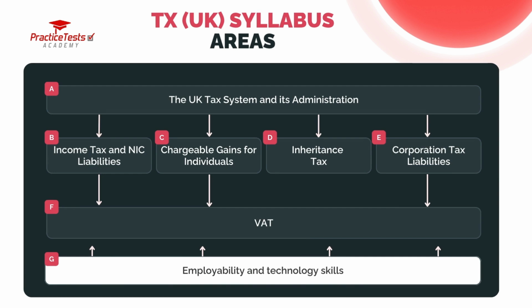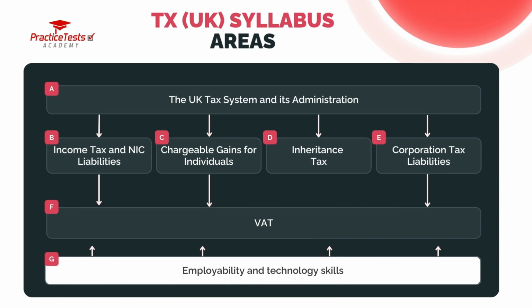Part C covers chargeable gains, in other words, capital gains tax. You look at how to calculate gains and losses on the sale of assets like shares and property, and how to apply reliefs and exemptions. In Part D, you'll deal with inheritance tax. This includes how tax is calculated on gifts and estates, and how exemptions can reduce the tax payable. It's a smaller area, but one you don't really want to overlook.